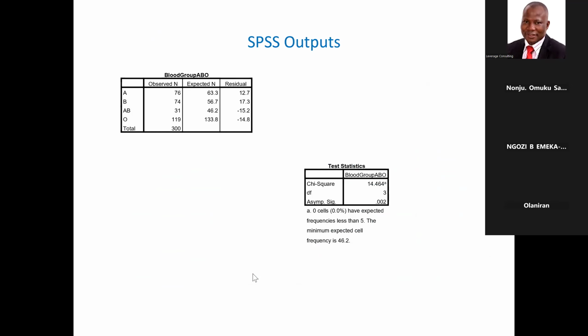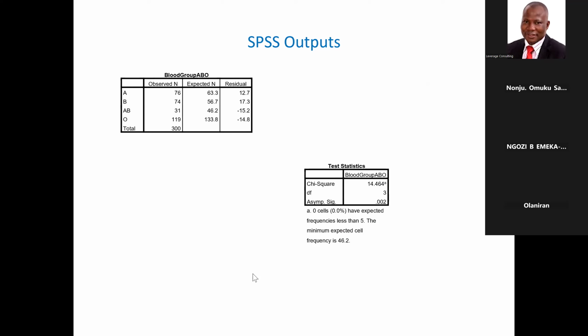Can you see? It brings you something like the table we had before. You have your observed frequency, the expected frequency, the residual. Residual is, when you remove expected from observed, look at it. When you remove 63.3 from 76, it gives you 12.7. When you remove 56.7 from 74, it gives you 17.3. When you remove 46.2 from 31, it gives you minus 15.2. When you remove 133.8 from 119, it gives you minus 14.8.